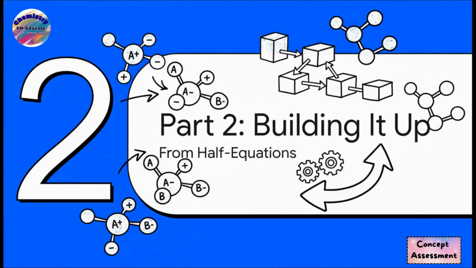So, you've just successfully taken an equation apart and balanced it. Now, let's flip that around. We're going to take 2 separate half equations, this time from Exercise 2.4, and build them up into one complete redox reaction. Let's see how it's done.